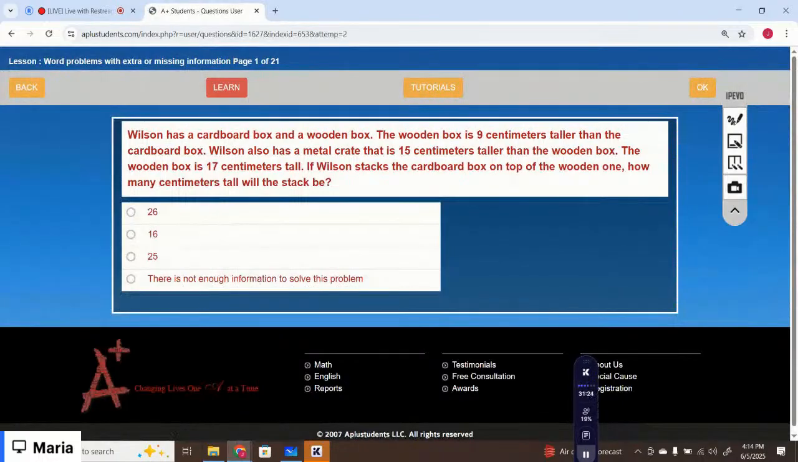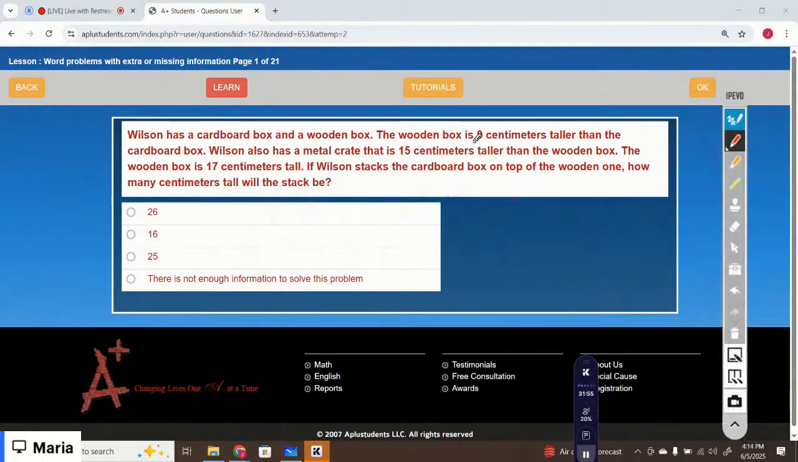Wilson has a cardboard box and a wooden box. The wooden box is 19 centimeters taller than the cardboard box. Wilson also has a metal plate that is 15 centimeters taller than the wooden box. The wooden box is 17 centimeters tall. If Wilson stacks the cardboard box on top of the wooden one, how many centimeters tall will the stack be?